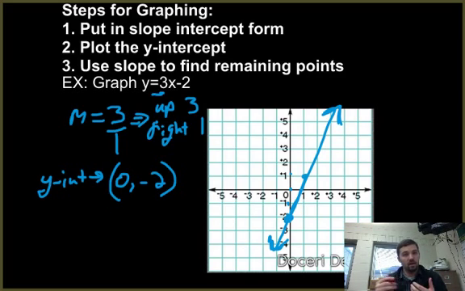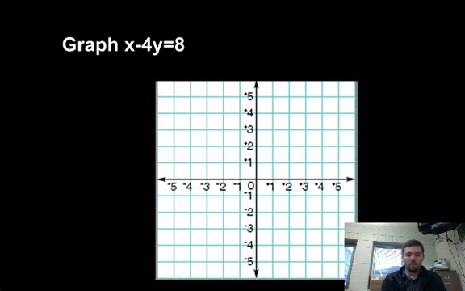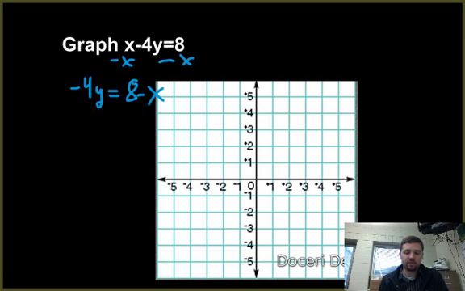Now let's look at something that's not given to us as nicely in slope-intercept form. We might have to put it in slope-intercept form. Graph x minus 4y equals 8. Remember, in slope-intercept form the y has to be by itself. So I'm going to subtract x from both sides and write this as negative 4y equals 8 minus x.